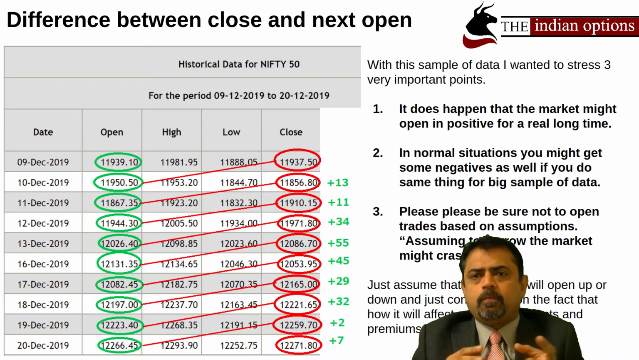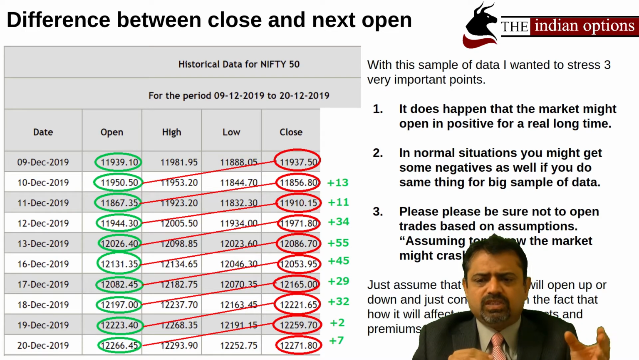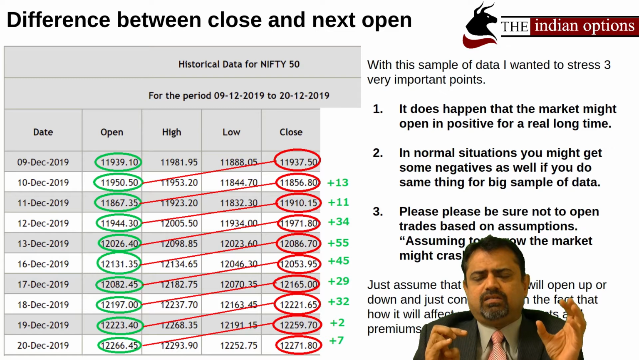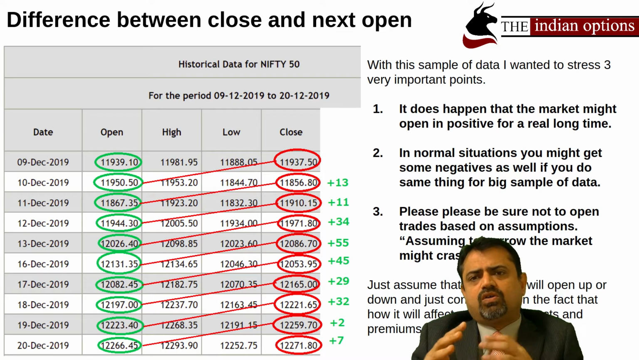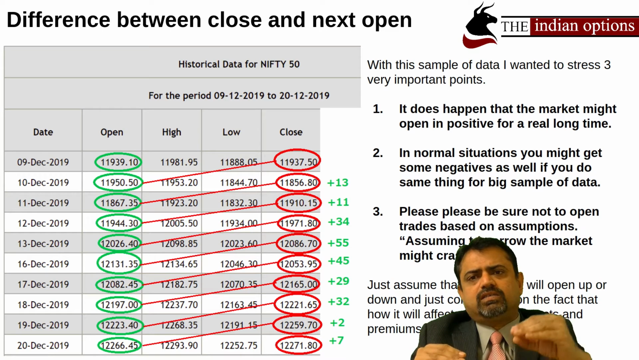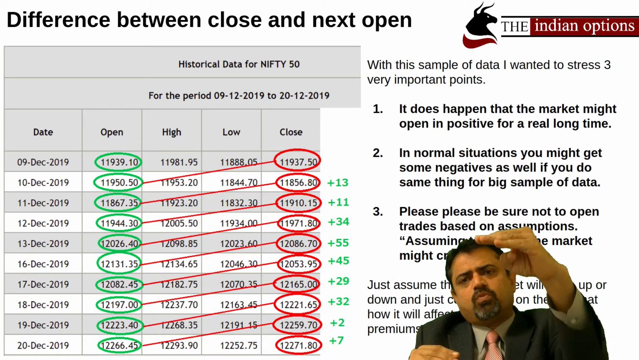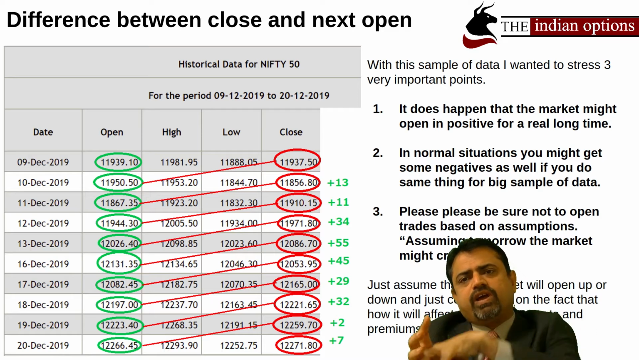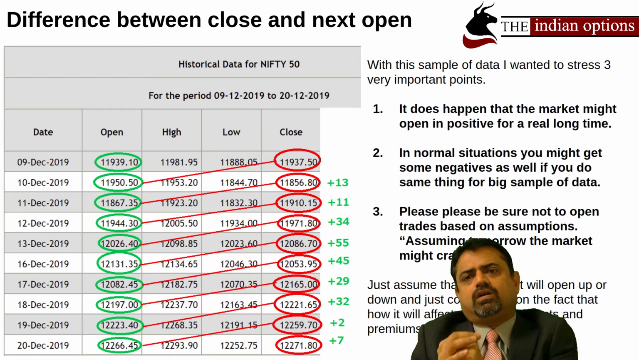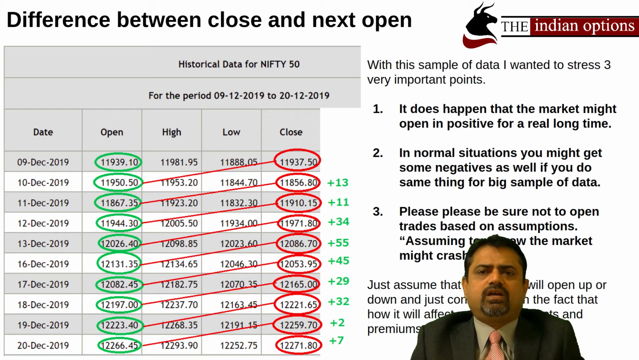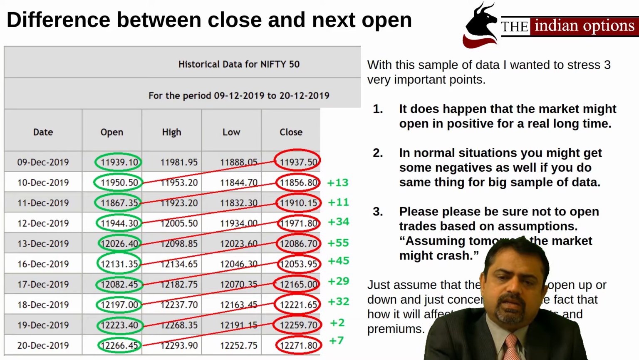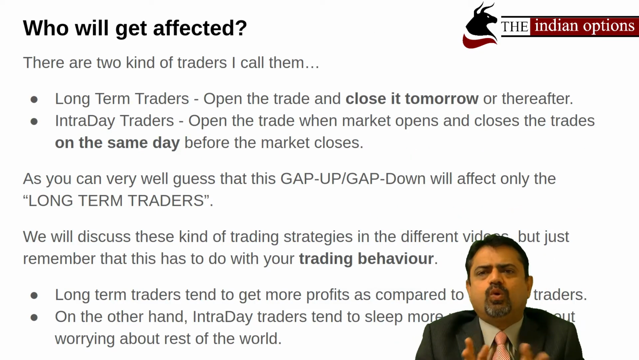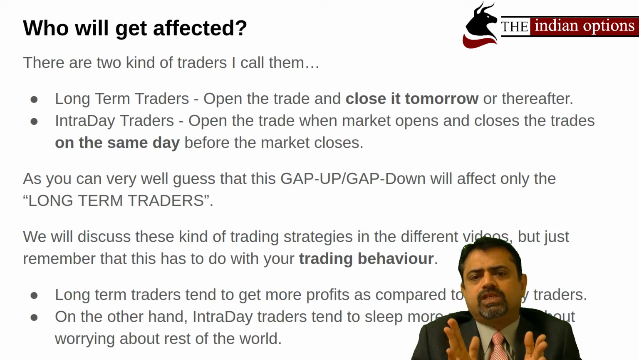And just be sure that whatever contracts you have open today, if the market opens whatever points up or down, how it is going to affect your contracts. That is what you should be really worried about. Okay. Now, who gets affected because of this market up and down? Now there are two kinds of traders.